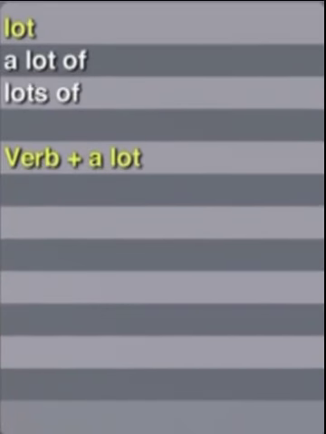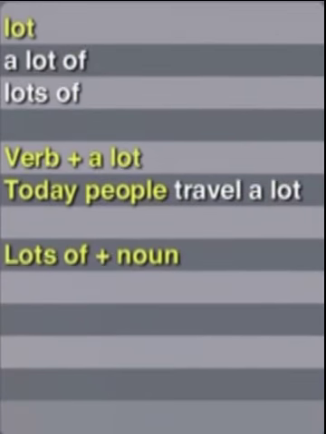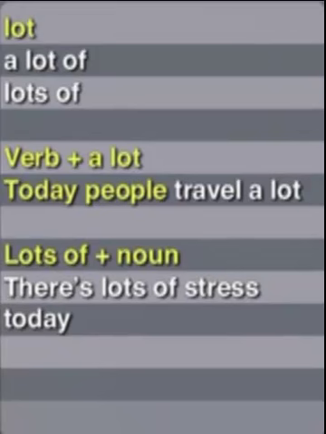For example, today people travel a lot. And when we use it with nouns, we usually say lots of, and it comes before the noun. For example, there's lots of stress today.